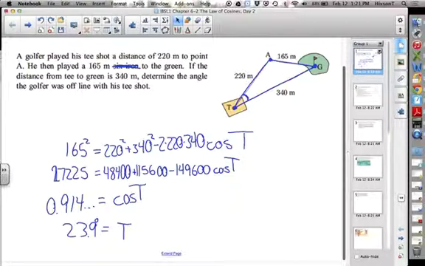Understand what that is. This isn't degrees off as far as like high or low or something like that. He was trying to aim straight at point G, but his shot went 23.9 degrees to the left of where he was aiming. Okay, that's what we were trying to find there.